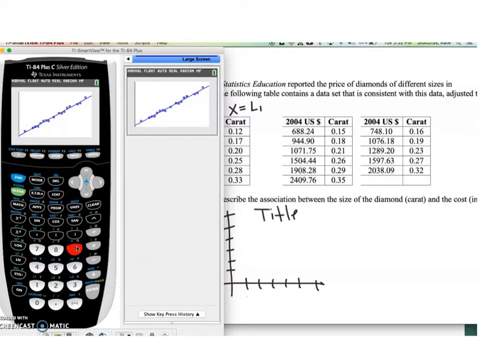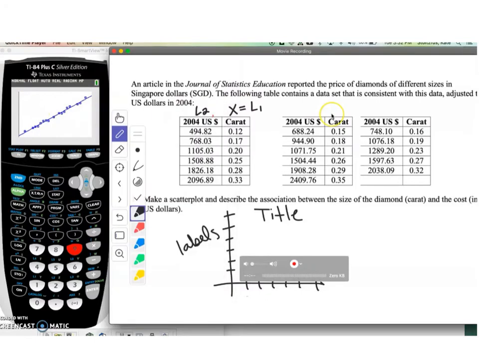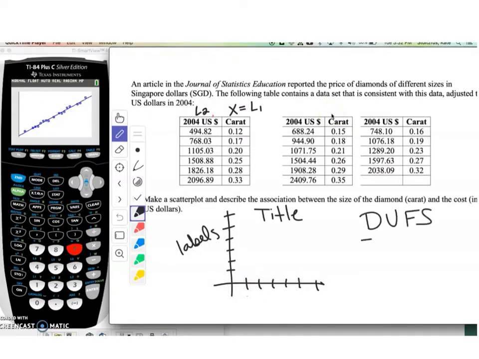I'm not going to take the time to go through all that, but then you're asked to describe the association. Well, I can see here that I definitely have, I'm going to just write down DUFS to remind you: direction, unusual feature, form, and strength. I would say that there is a fairly strong positive linear association, and then I put it in context, between the size of diamonds in carats and the cost in US dollars.